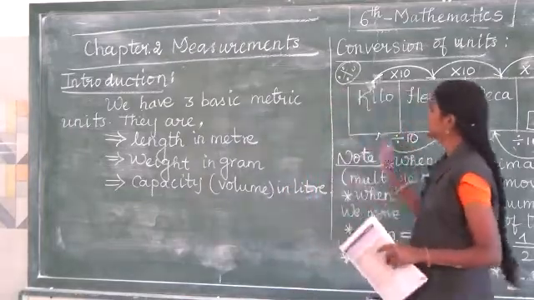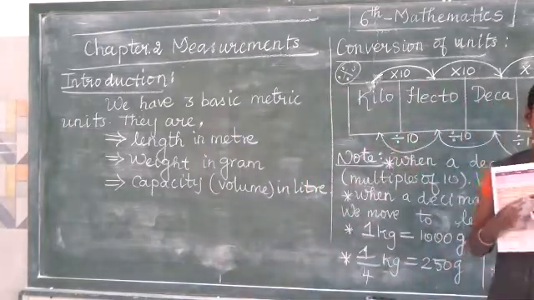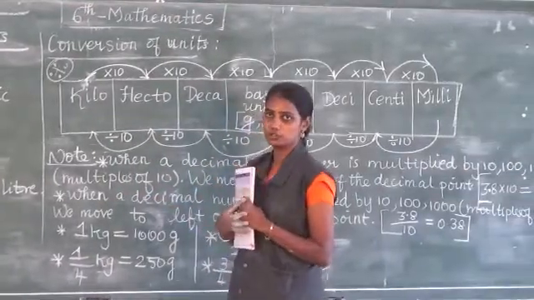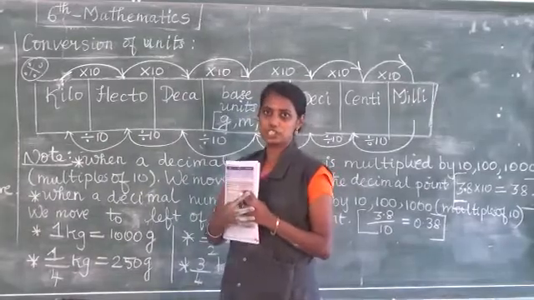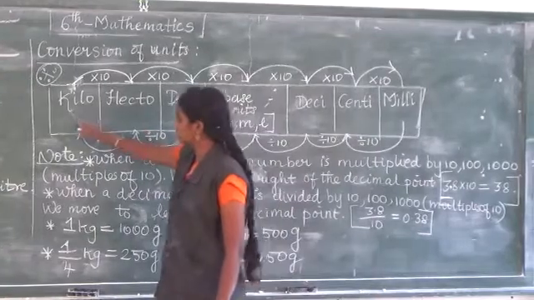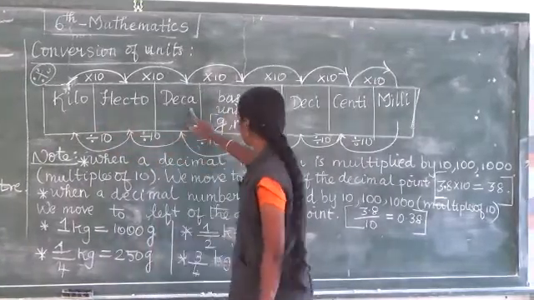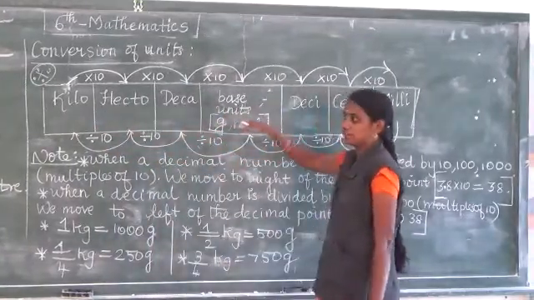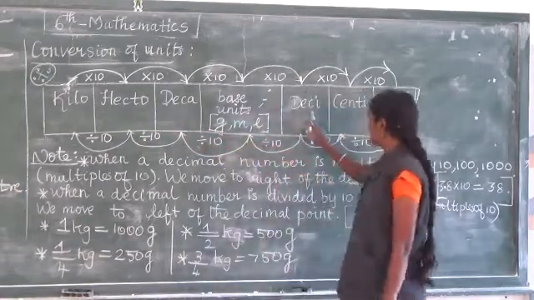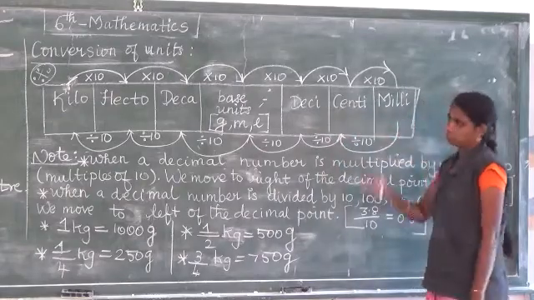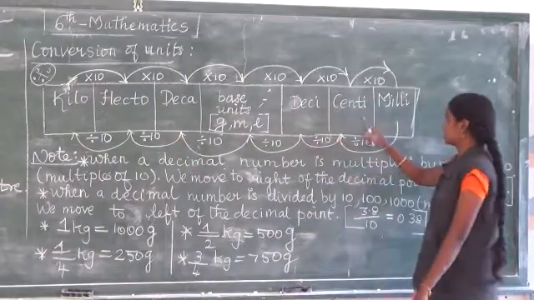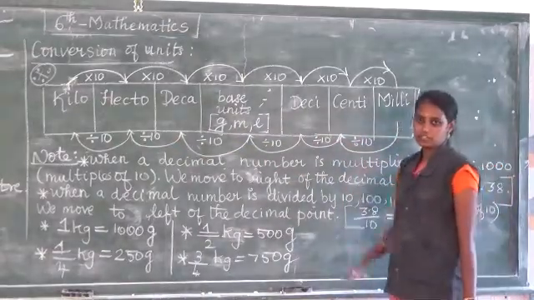Now we are going for the conversion. Conversion of units is very, very important. Now listen to me. This will be useful in the higher classes also. So we have the 7 units. The first ones are kilo, hecto, deca. Then base units, which means we have 3 base units, it may be gram, meter, liter. Then deci, centi, milli. So totally how many are there? 1, 2, 3, 4, 5, 6, 7. These 7 are very, very important.